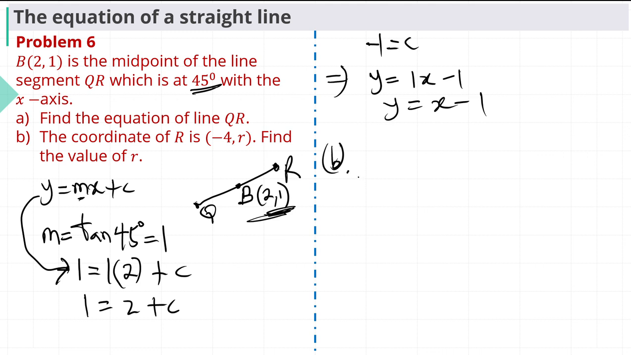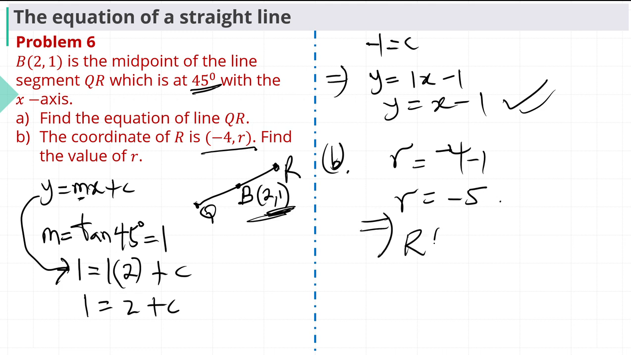We are done solving question A, the equation of the line QR. Now B, the coordinate of R is (-4, r). Find the value of r. Now the point R lies on this very line that we have solved, and so we can substitute this coordinate into the equation of this line. In the coordinate R, the x coordinate is -4 and the y coordinate is r. Solving for r, we get -5. It tells us that the coordinate of the point R is (-4, -5).